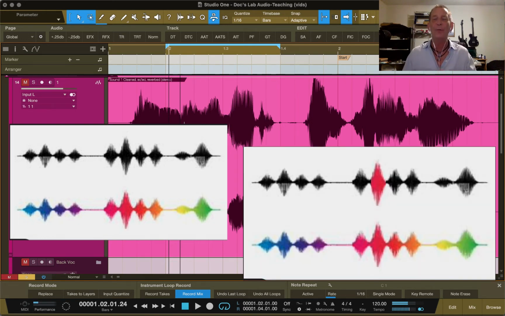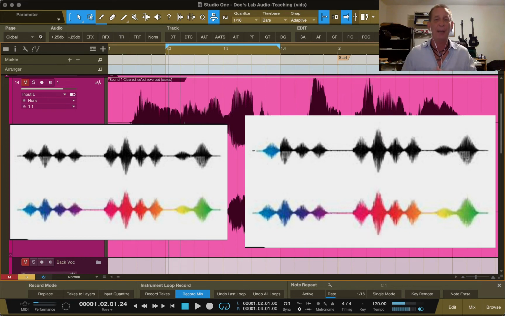So whenever you're going through and thinking you might want to use effects, use them sparingly, use them effectively, and use them tastefully.